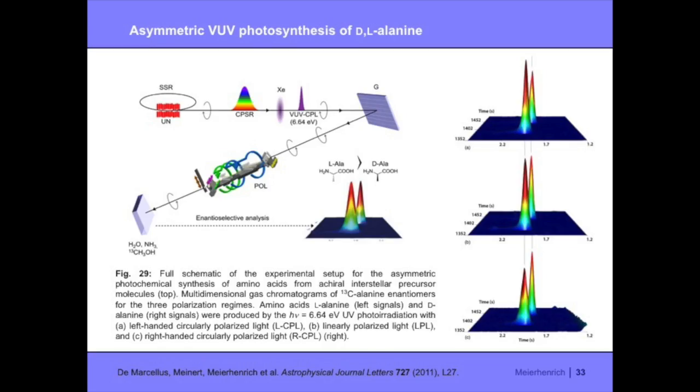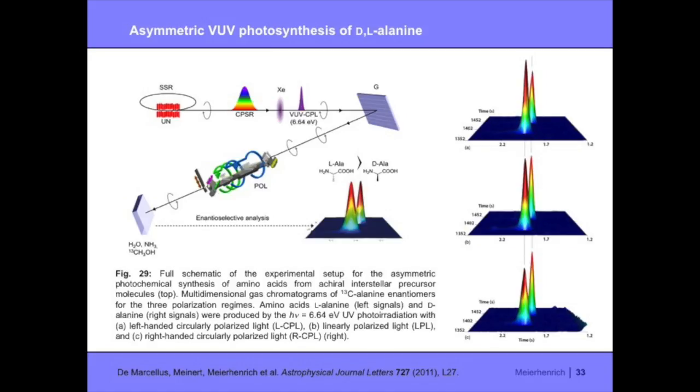And here's just the example for one amino acid, which is our most archetype amino acid, alanine. We use multidimensional gas chromatography to separate both enantiomers and to quantify them. The first enantiomer, the first eluting one that you see here, is L-alanine. The second one is D-alanine. If we use left circularly polarized light for the irradiation of our forming ice, we generate an excess of the first enantiomer, which is L-alanine.